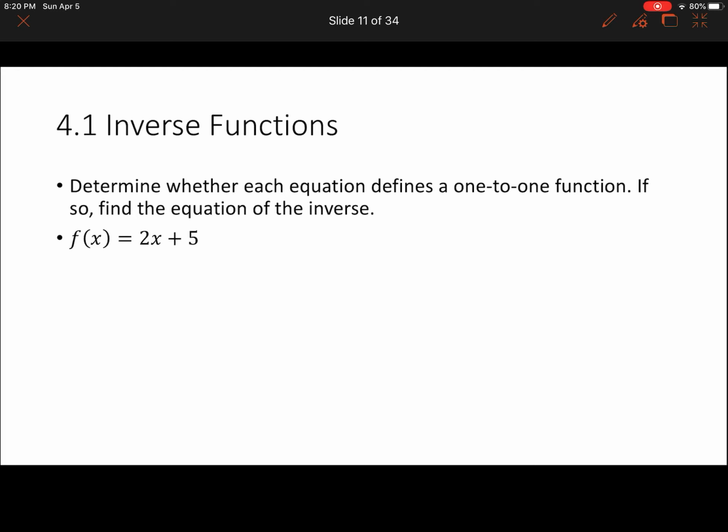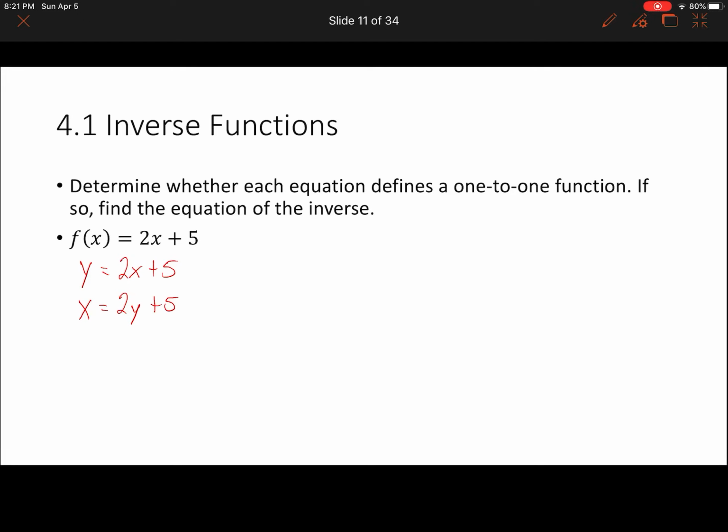And so to find the inverse, we're going to take x and y and basically flip-flop them. We're going to substitute them in for each other and then solve for y. So remember that f of x is the same thing as y. And so y is equal to 2x plus 5. And to find the inverse, we're going to replace x with y and vice versa. So we're going to put x here and put y in place of x and get this equation. And then we're going to solve for y.